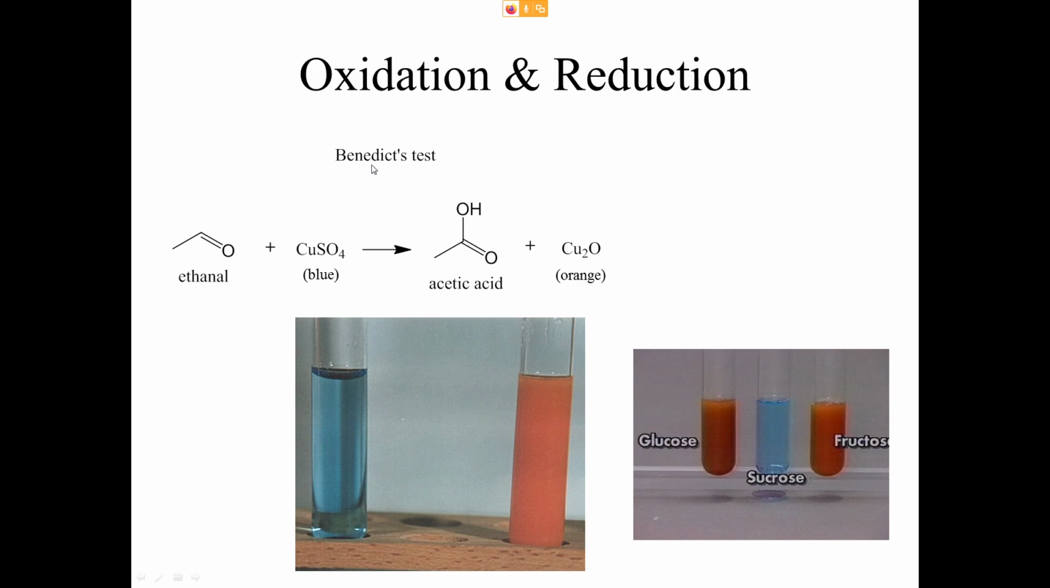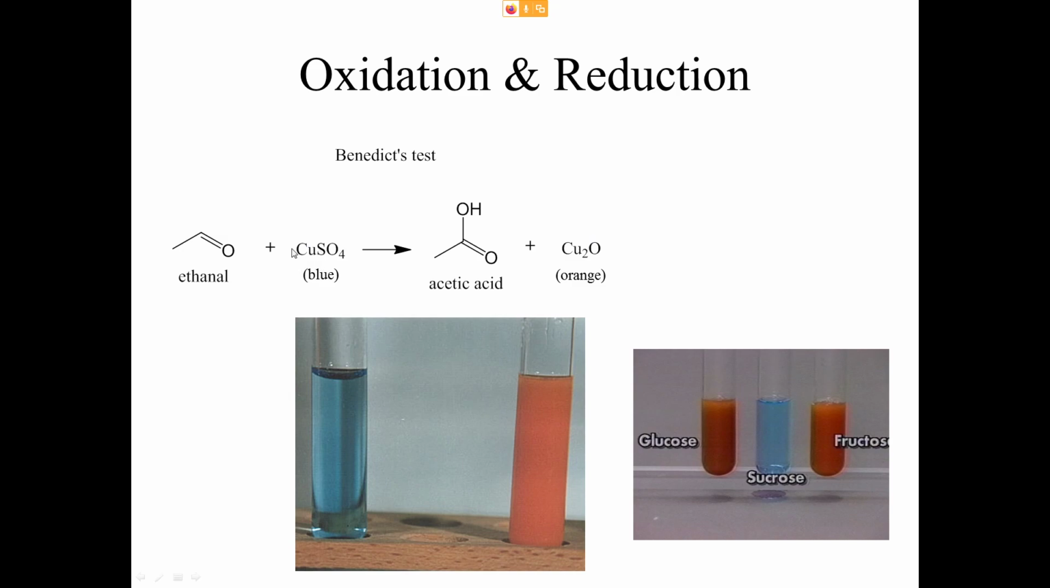So instead of using silver here, we can use copper. Right, so same principle though. If there's an aldehyde present, the copper will go from a charge state of +2 to a charge state of +1. So it decreased, it was reduced. And in the same process, the aldehyde was oxidized. So you always have a balance of oxidation and reduction. So if I oxidize the aldehyde, I will reduce the copper.